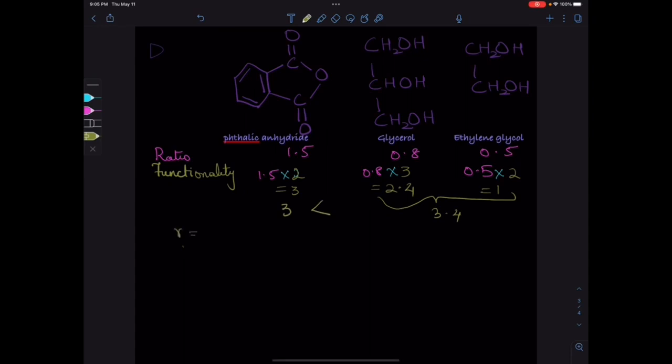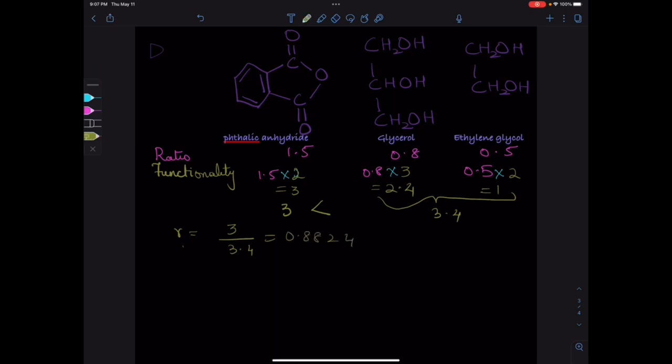So when we find R, we want to have the carboxyl functionality in the numerator and the hydroxyl functionality in the denominator, and we get a value of 3 over 3.4, which is 0.8824.